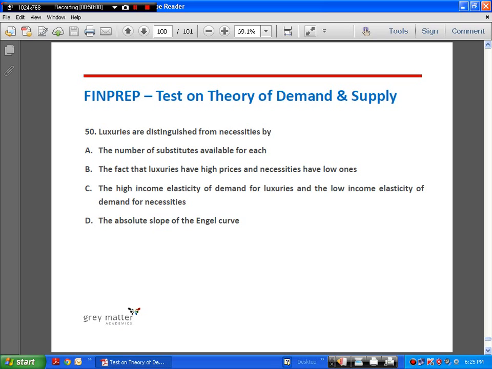Now, in case of luxuries, when income increases, people would want to buy more of luxuries. Therefore, they are highly income elastic. On the other hand, necessities are low income elastic. In other words, demand for necessities does not increase along with the increase in income. So therefore, the right answer is option C. The high income elasticity of demand for luxuries and the low income elasticity of demand for necessities is the right answer.